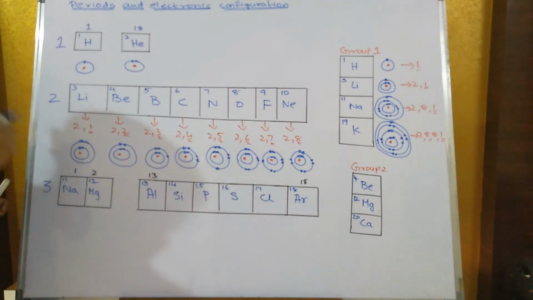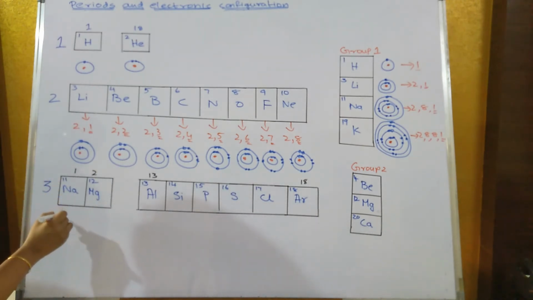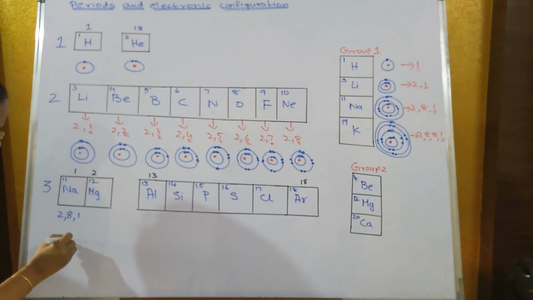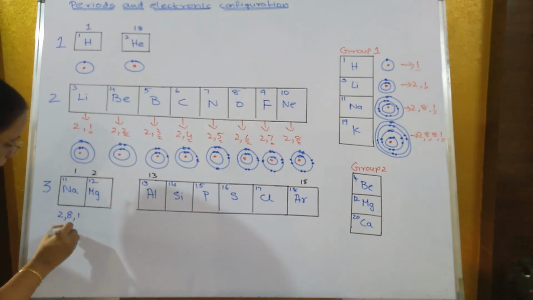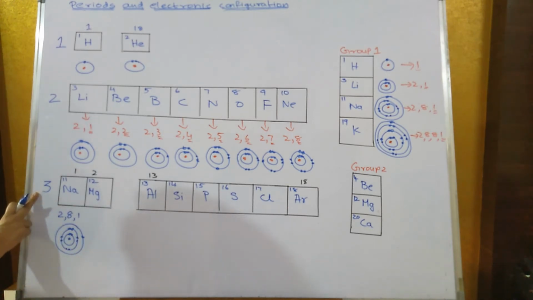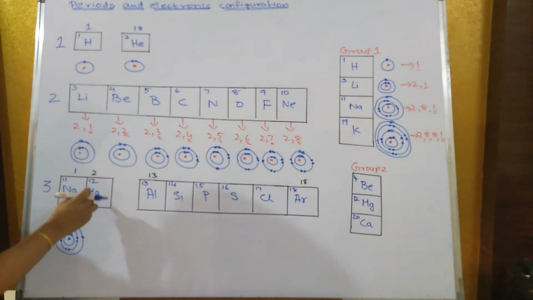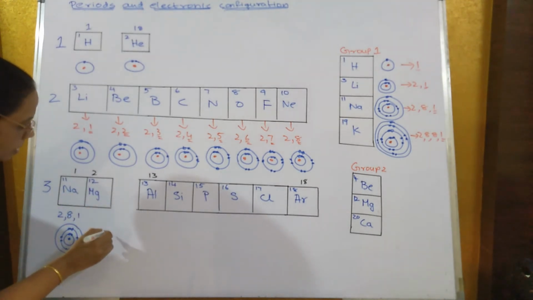Now in period 3 also, if you see, now sodium is 11. So what is the electronic configuration? 2, 8 and 1. So it is having 2 electrons, 8 electrons and 1 electron in its outermost shell. So the period is 3, and how many shells are there? 3 shells. If you see magnesium also, this is nucleus, 12 it is.